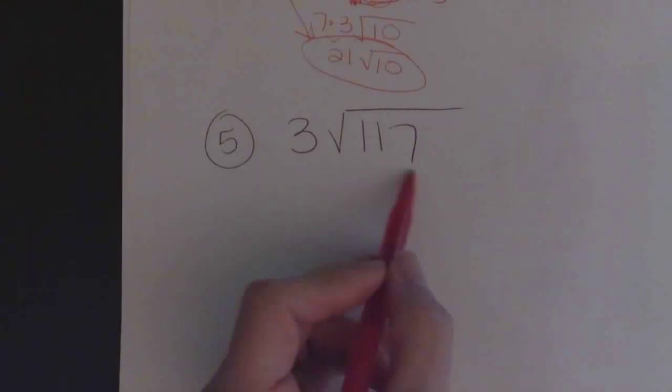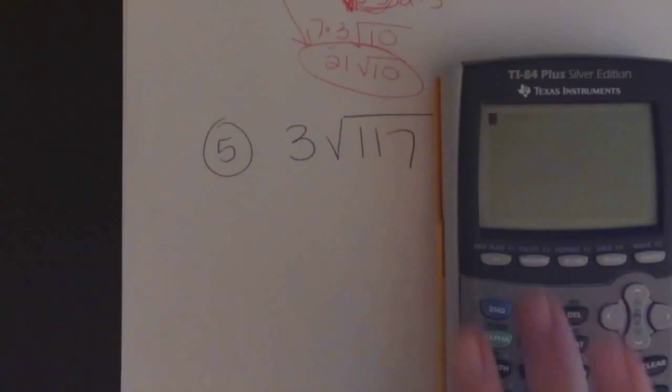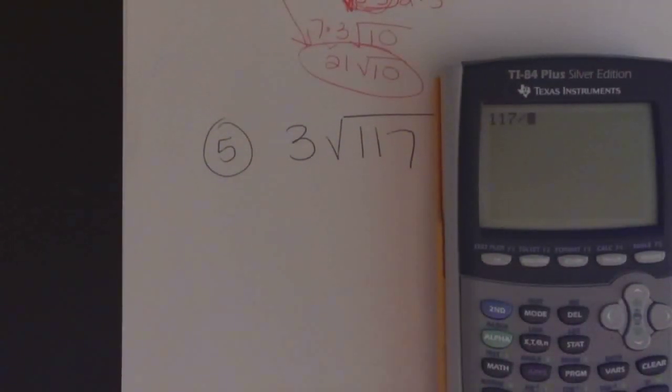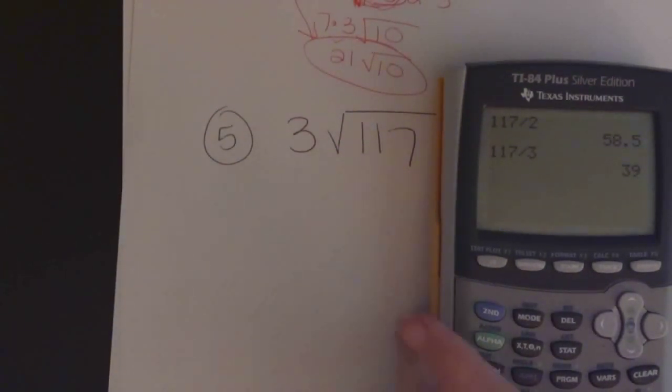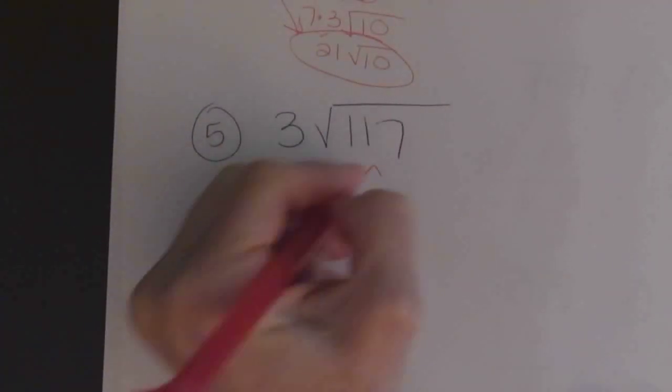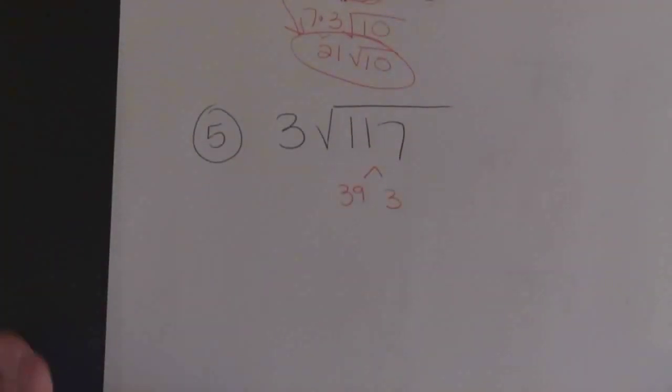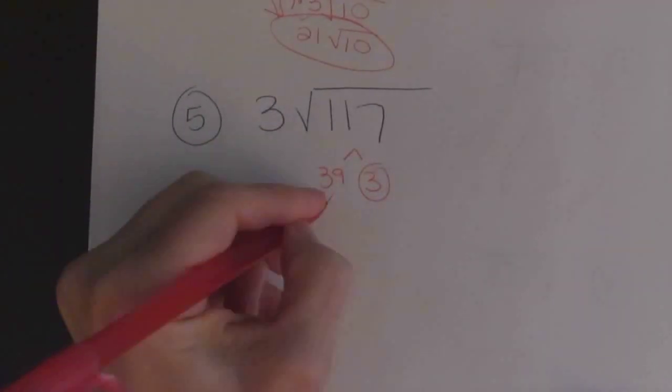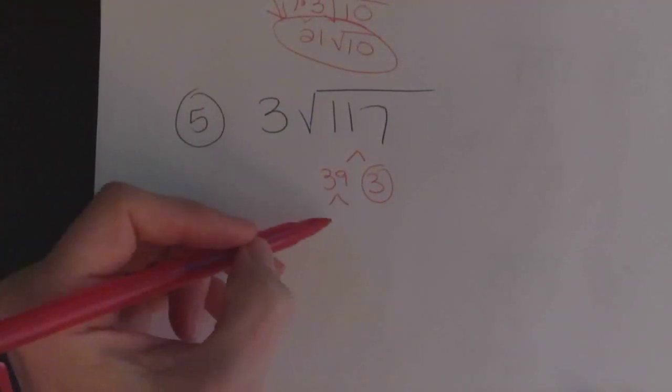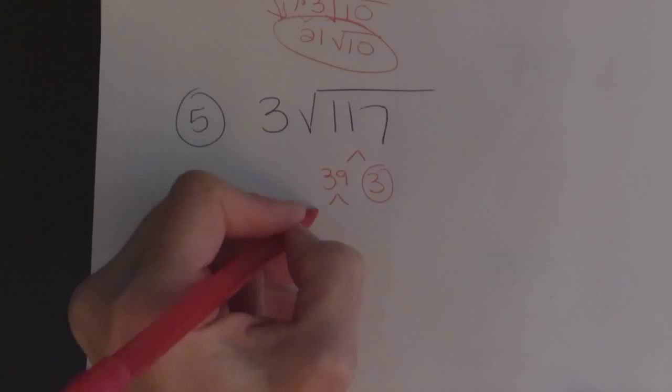3 times the square root of 117. I may need my calculator to figure out what goes into 117. Well, I know it's not divisible by 2 because it's odd. So that's not going to work. 58.5 times 2, I don't want decimals. Let me take 117 divided by 3. Let's see if 3 goes into it. Oh, good. 39. So 39 times 3. So let's start there. 39 times 3.